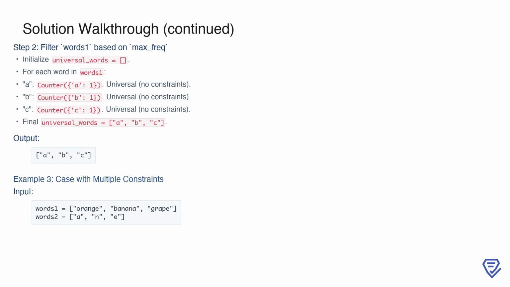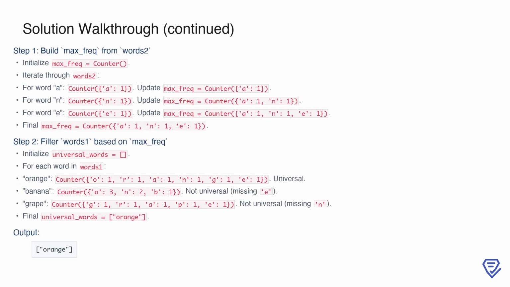Now, let's explore a more complex example with multiple constraints in words 2. Here, the input includes constraints for the letters A, N, and E, each requiring a frequency of at least 1. We begin this example by building the max_frequency counter from words 2. For A, we add it to max_frequency with a frequency of 1. Similarly, for N and E, we update the counter to include those letters, resulting in counter of A 1, N 1, E 1. With max_frequency constructed, we filter the words in words 1.